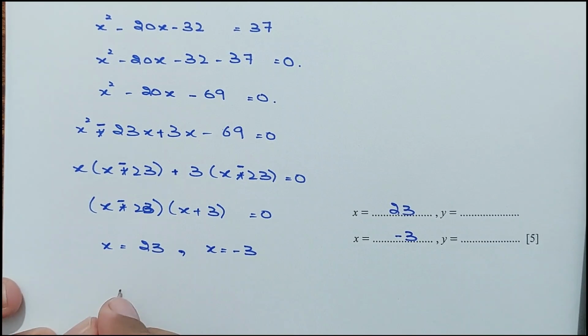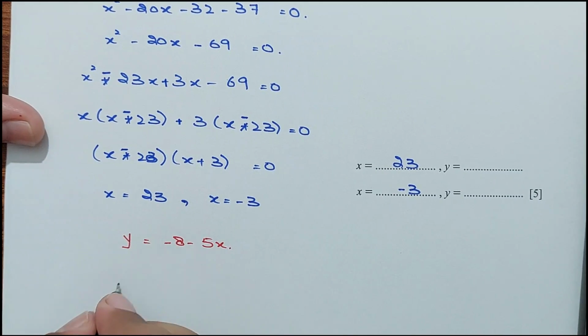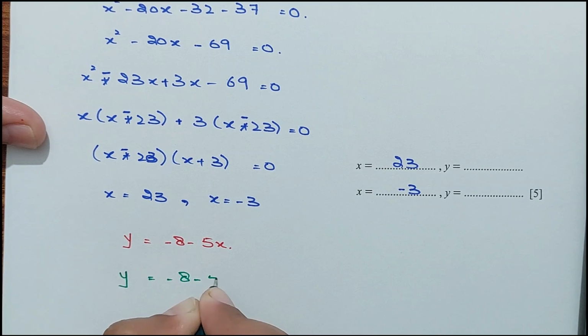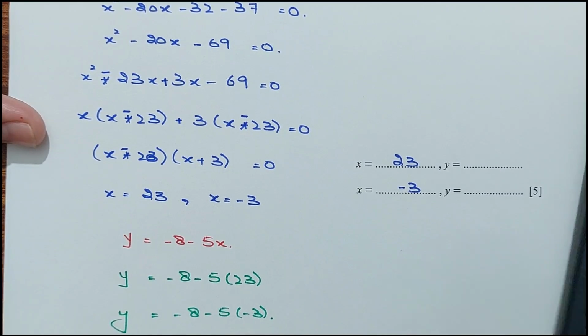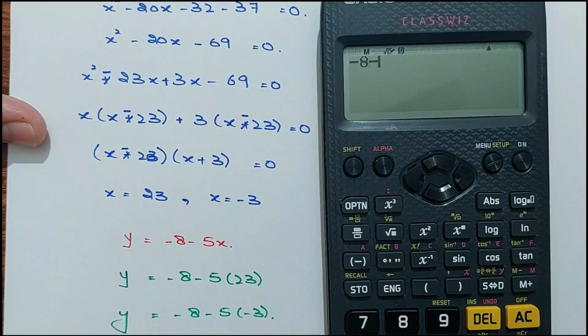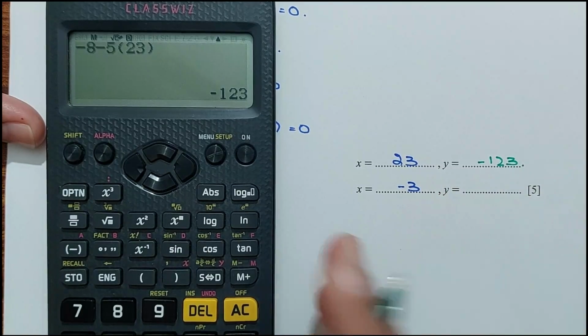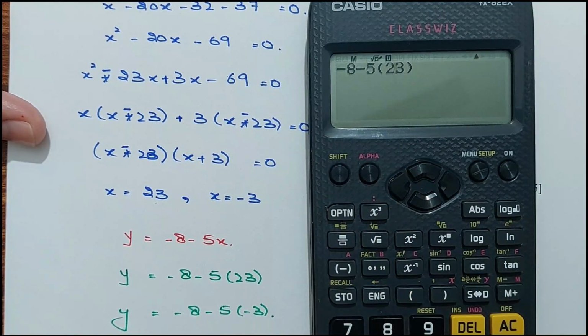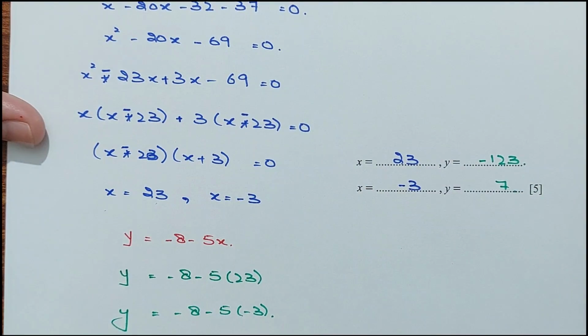Right, now we have the y, which is equal to minus 8 minus 5x. Let me plug the two values in y. So y is equal to minus 8 minus 5 times 23, or y is equal to minus 8 minus 5 times minus 3. Minus 8 minus 5 times 23 is minus 123, and here we have negative 3, it's 7. These are the two solutions.